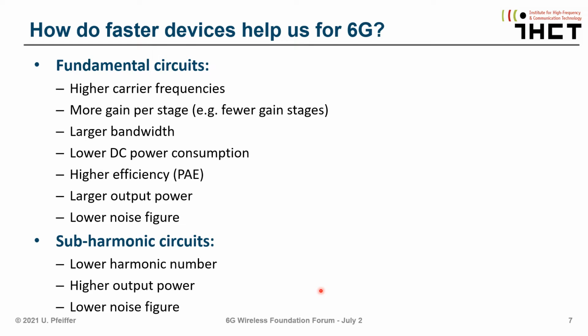You can also combine amplifiers more easily because you can trade the parasitic effects for better power combining techniques. You can also lower the noise figure because you have more gain in the first stage, and therefore the overall noise figure of your receiver is optimized. And finally, in subharmonically operated circuits, you can basically jump to a lower harmonic number, which improves conversion efficiencies. And that also in turn gives you higher output power and lower noise figure of your circuitry.